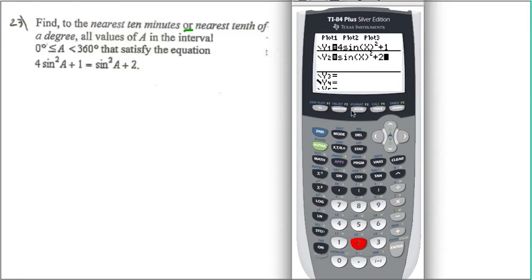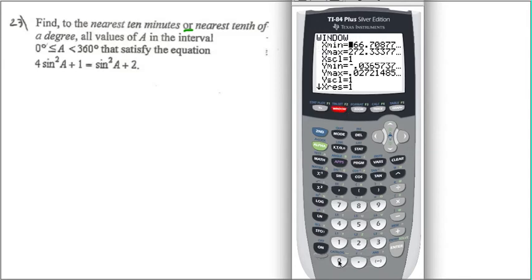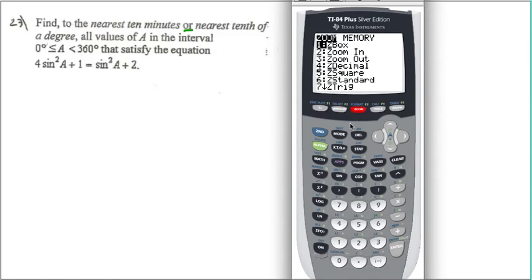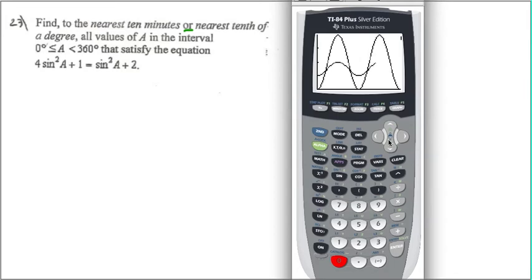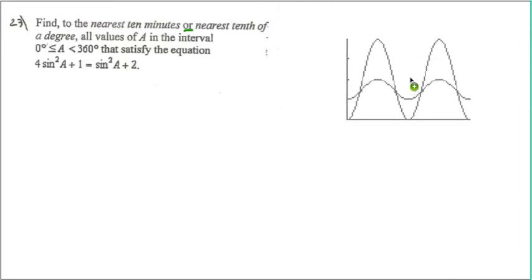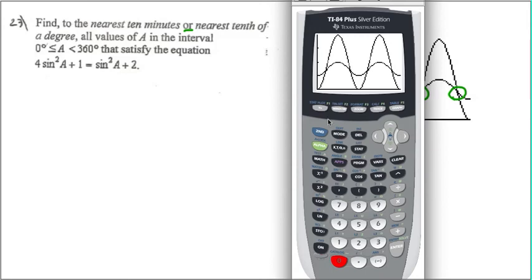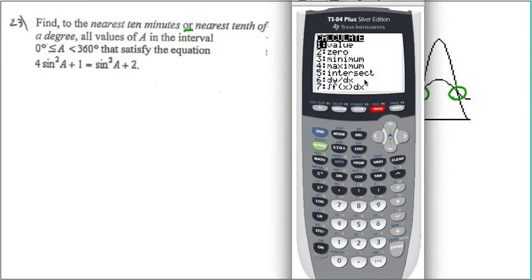Now, I'm going to set the window as 0 through 360. And I'm going to go for zoom fit, which will be 0. That's the first one. And as you can see, we have 4 locations: 1, 2, 3, 4. Find all values. How are we going to find them? By using second calc, intersect, number 5.